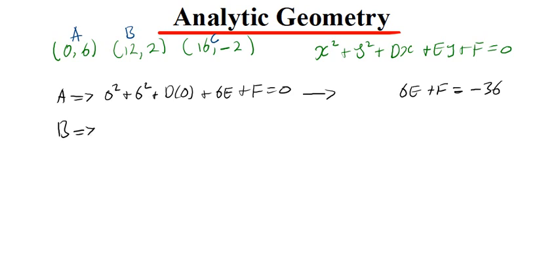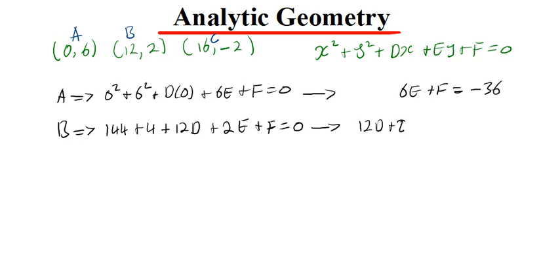Okay, then for B we have 12. So 12 squared is 144 if I'm not mistaken, plus 4, plus 12d plus 2e rather, plus f equals 0. So now this one, you can observe that this is just going to be 12d plus 2e plus f equals negative 148.